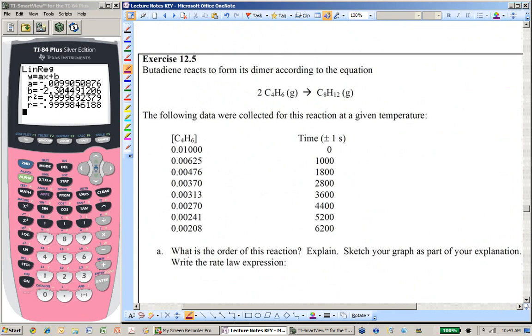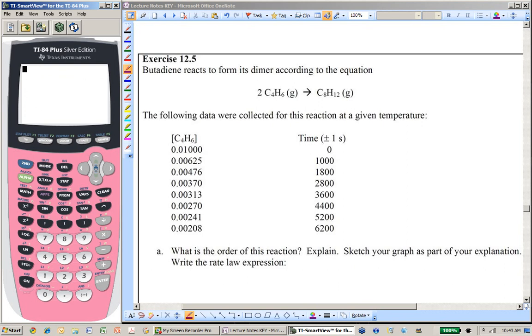This one's better. What is the order of this reaction? That means do your graph thing. Do them all. Okay, that's a lot to type in. So pause me. Go ahead, pause me. Start typing. Second plus clear your lists. All right, start typing.